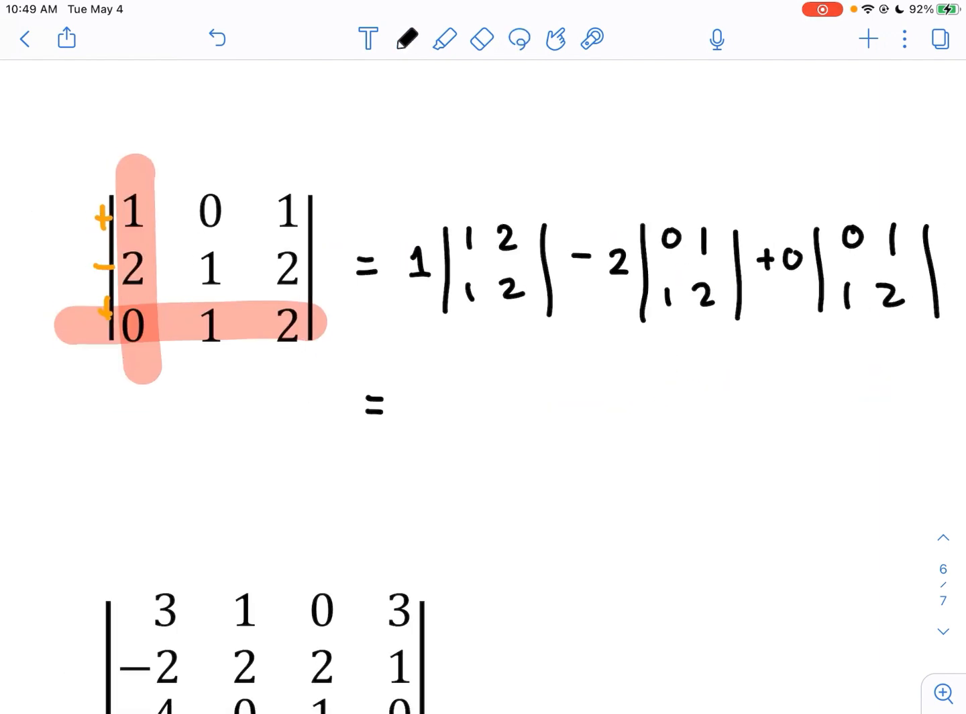So we have 1. I don't need to write the 1. And then we do a 2 by 2 determinant. So we do our crisscross pattern. We do 1 times 2 is 2, and then we subtract 1 times 2. So we do 2 minus 2 here, and we get 0 for our first entry.